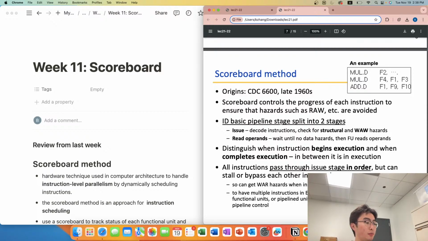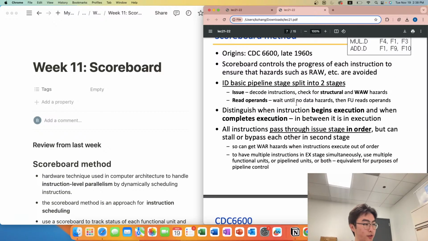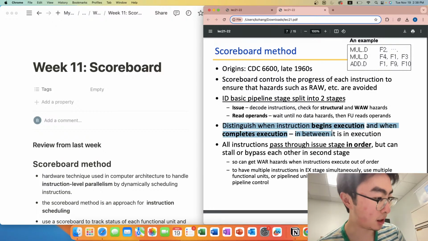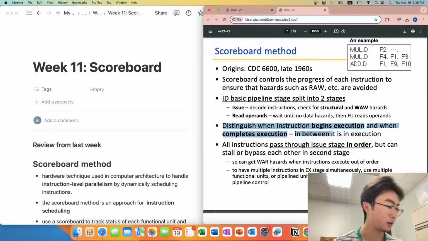So the instruction decode basic pipeline stage splits into two stages. Issue: decode instructions, check for structural hazards, and write after write hazards. Read operands: wait until no data hazards, then the floating point unit reads operands. Okay, so it distinguishes when instructions begin executing and when they complete. This one's a bit confusing. So distinguish when an instruction begins execution and when it completes execution. In between, it is in execution.